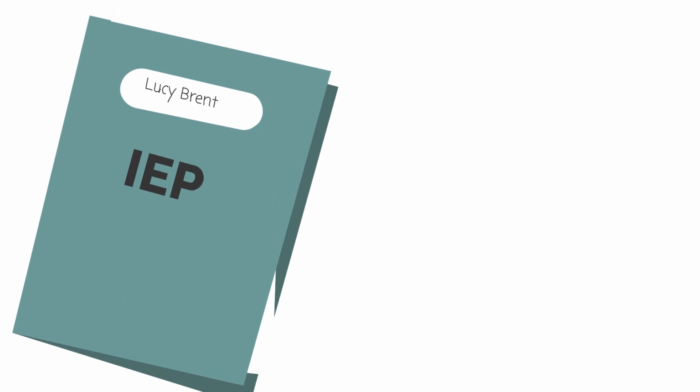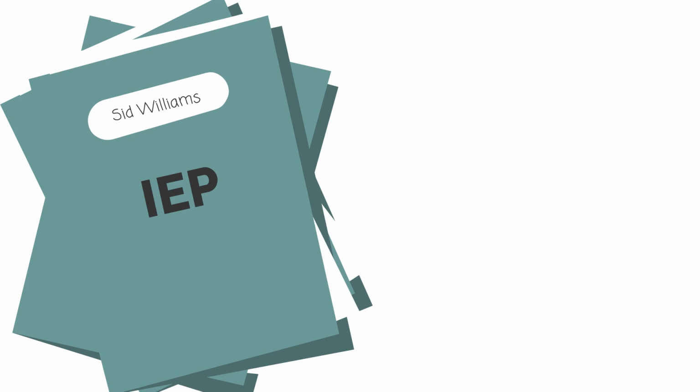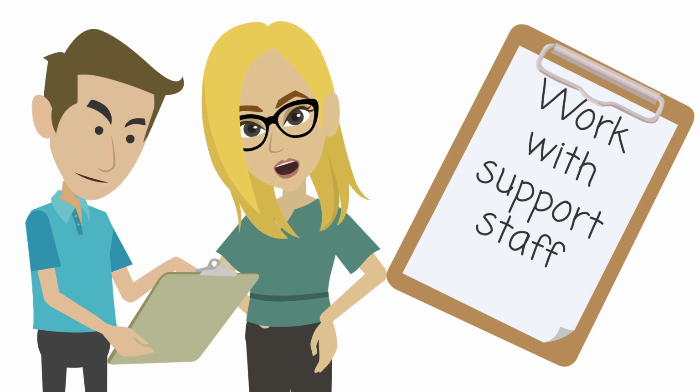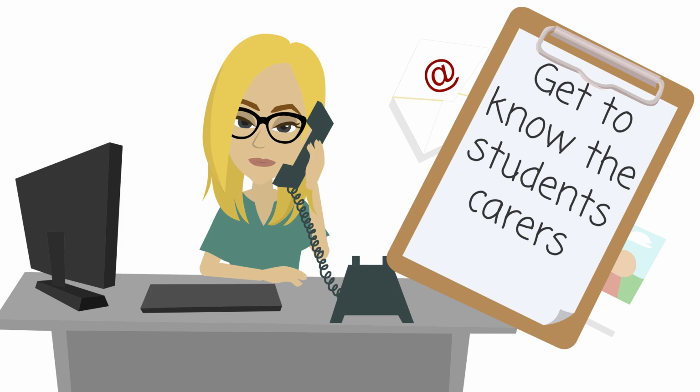Firstly, each autistic student has differing needs, so familiarising yourself with their individual education plan, or IEP, is a must. They may have an assistant who supports them, and working with this assistant is crucial to your students' success. Developing a good relationship with the students' carers can really help you to understand their needs, and feeding back to the parents on any positives can really help all parties.